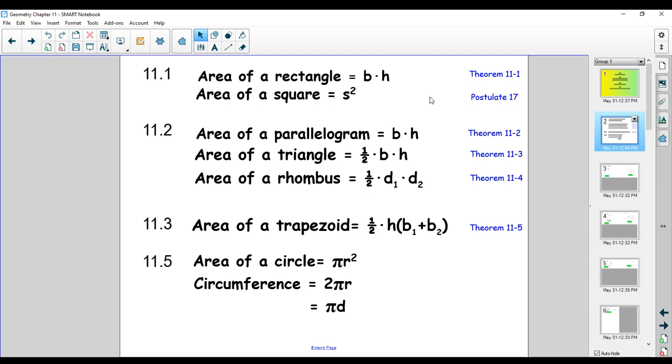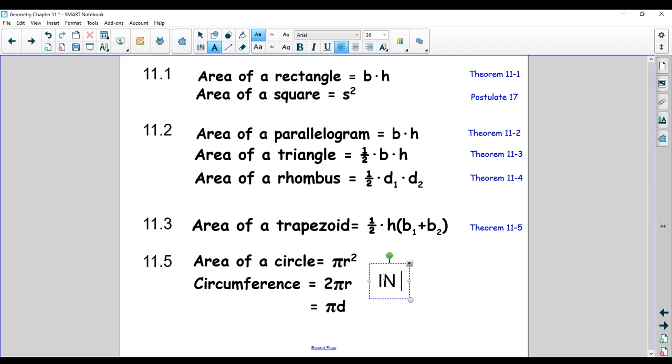11.1, rectangles. Maybe you've heard of length times width instead of base times height. But notice that it's the same as the parallelogram, because we know that rectangles are parallelograms. So we have that. Also, triangles, half of that. Trapezoids, circles are down here. We're going to get into those a little bit more. I will tell you that in terms of your answers for any circle problem, every answer should be in terms of pi.